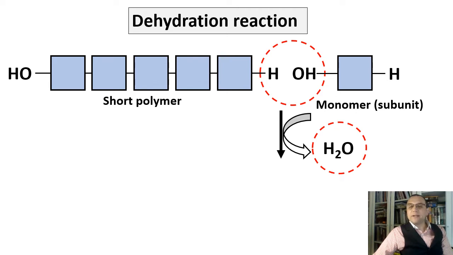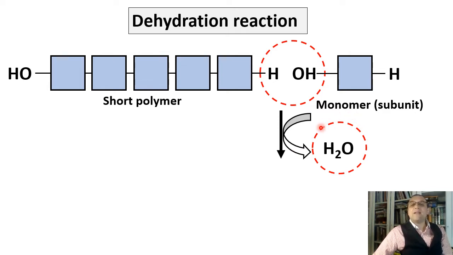For this reaction to happen, we will need to have enzymes. We're going to talk about enzymes, which are proteins, later during the lecture. But now let's see what's happening. From this short polymer, you see the hydrogen on one chain, and the monomer has a hydroxyl group, or OH group. Now, these atoms combine together and leave as a molecule of water.